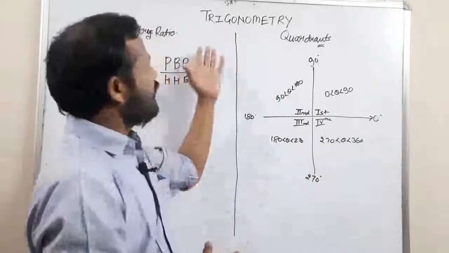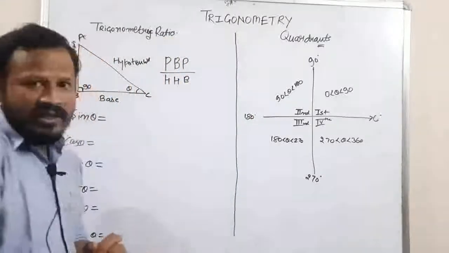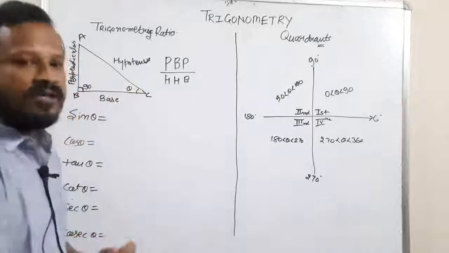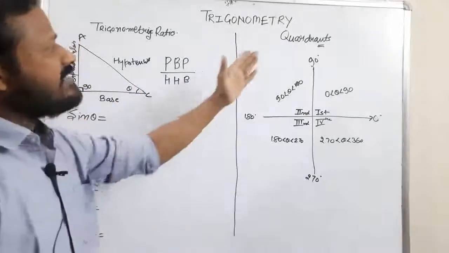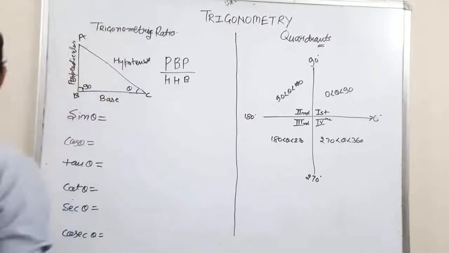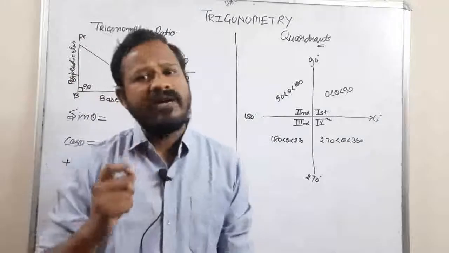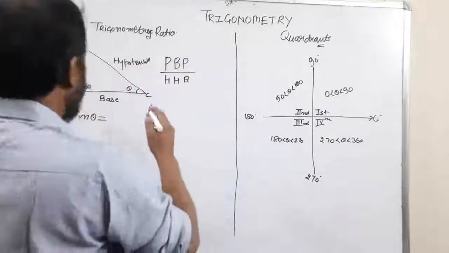Today we are going to start our new chapter. It's called trigonometry. In this chapter we will talk about trigonometrical ratios, the first subtopic, and the second one is quadrants. In the first topic we will consider a right angle triangle, or basically we can say that trigonometry is applied on a right angle triangle.